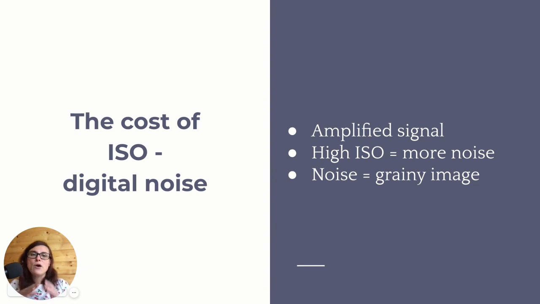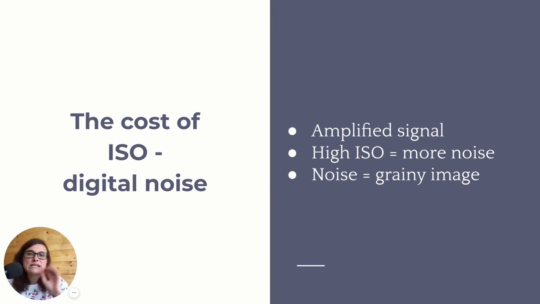What happens is, when you shoot with high ISO, you're amplifying the digital signal that the pixels are sending to your sensor and your software in the camera. Amplifying the signal increases the distortion, basically. The more you amplify the signal, the more the signal gets distorted. And in photography terms, this distortion is basically visible grain.